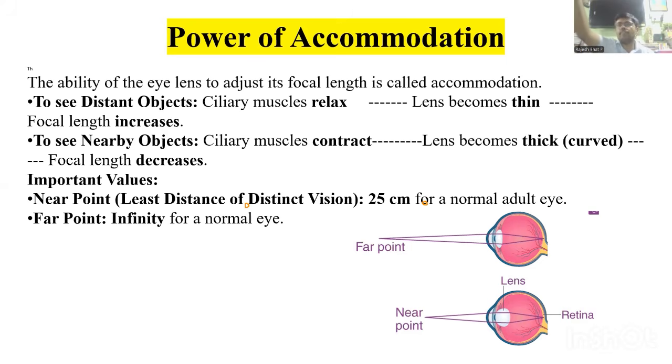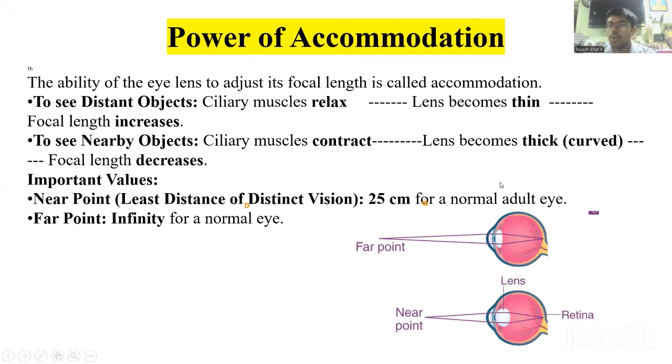If you want to see something very, very far, what will happen? My ciliary muscles are free, relaxed. The lens becomes thin, like the first image here. You can see the far point. It is calm, it does not shrink, it is relaxed. I can see far things. My lens is very, very thin like this. But if I want to see something closer, like the screen, it will become thick, it will become fat. So the focal length reduces.